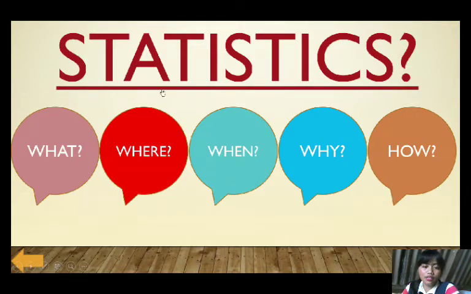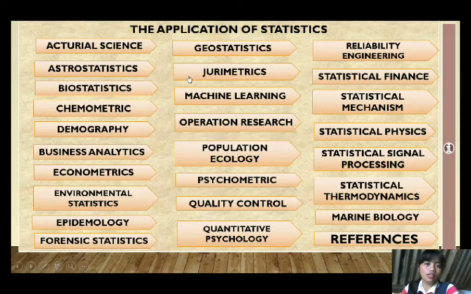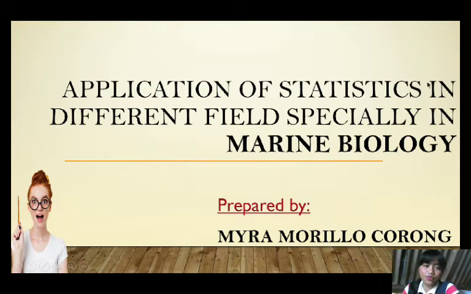There are so many equations that we can use, like the ANOVA, the F test, the Z test, like that. So you can just search for them. So this is all, I guess.